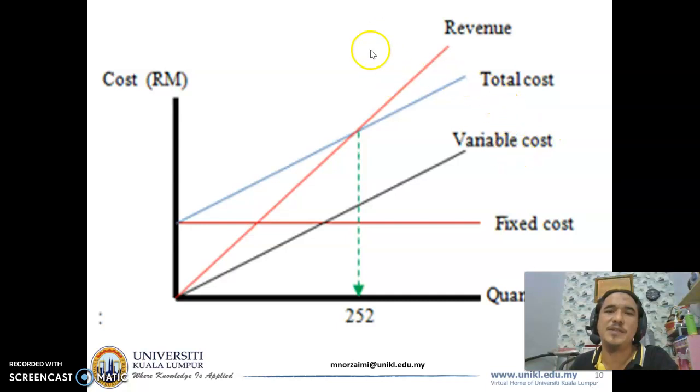Okay, then from this situation, we can calculate the break-even point, which is where revenue minus total cost gives the answer of 0. Alright, so this is the overview of chapter 1, introduction of operation research.